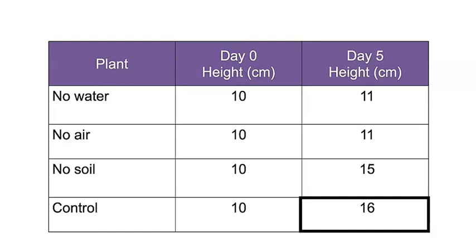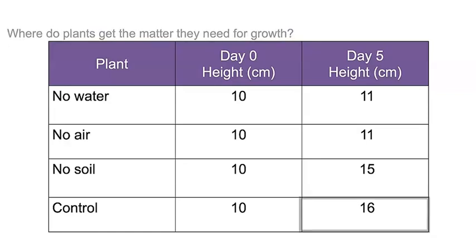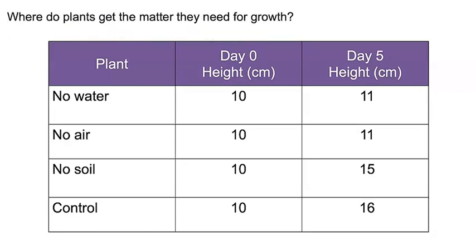According to this data and your observations, where do plants get the matter they need for growth? One of your tasks at the end of this lesson will be to make a claim about where plants get matter for growth.